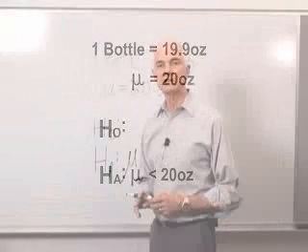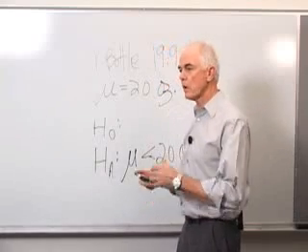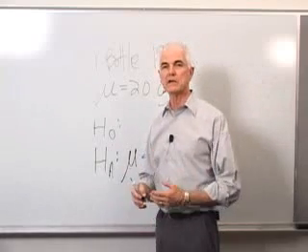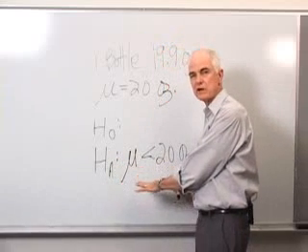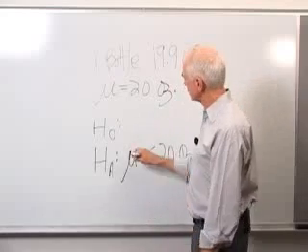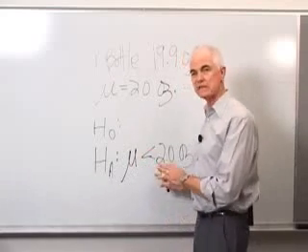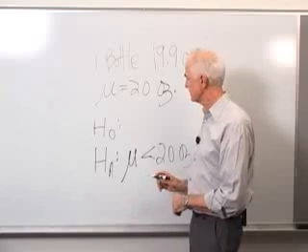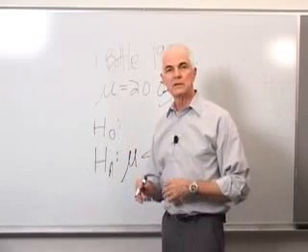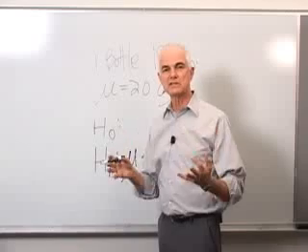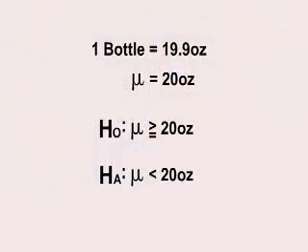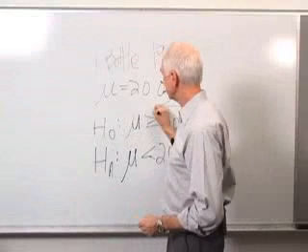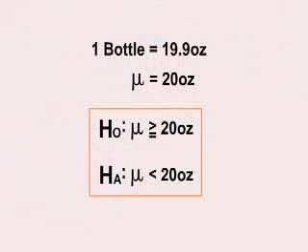Quite often in statistical hypothesis testing, we put what we are trying to prove, or our new theory or our new idea, in the alternative hypothesis, and oddly enough, we start with that. If our alternative hypothesis is that the company is underfilling the bottles with 20 ounces, then the null hypothesis, because we have collectively exhaustive, mutually exclusive hypotheses, would be that the mean is greater than or equal to 20 ounces. These become our statistical hypotheses that we're going to test.